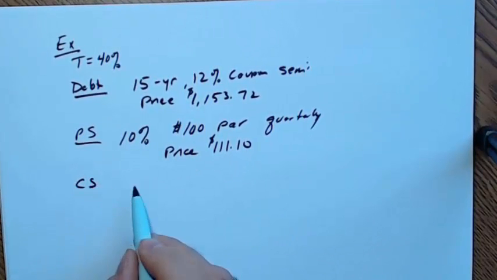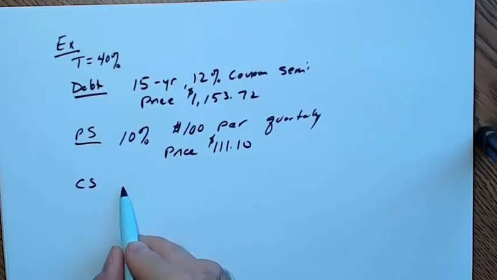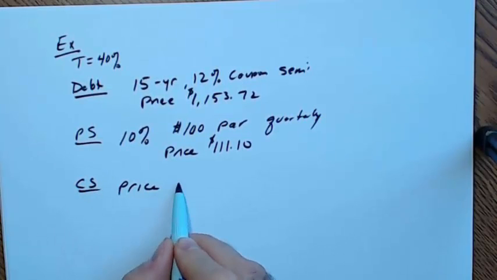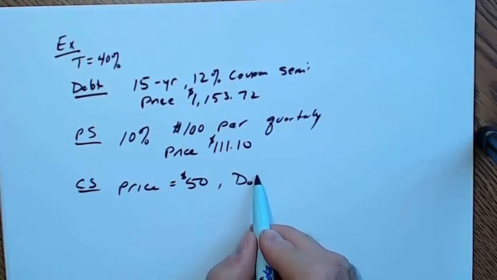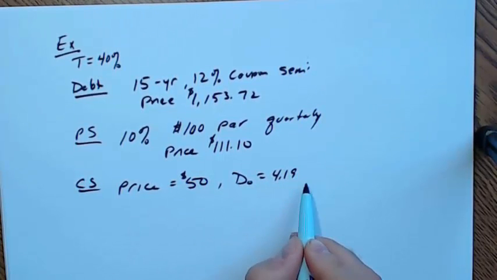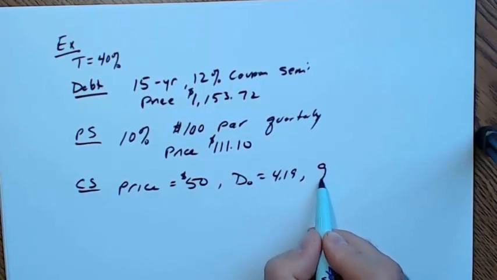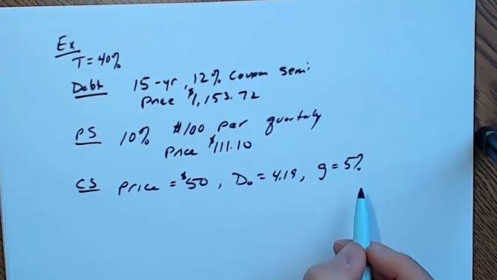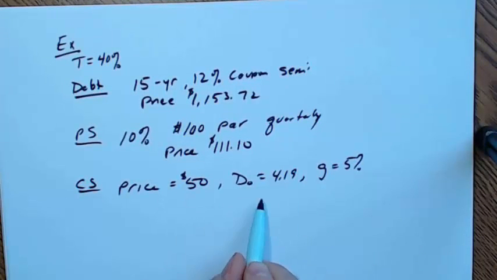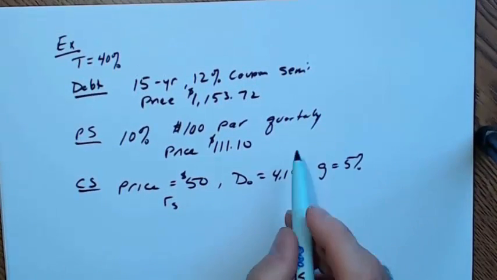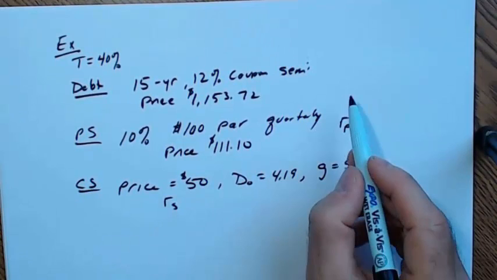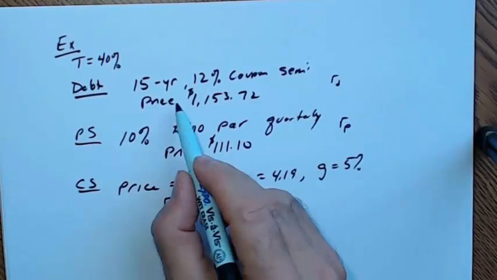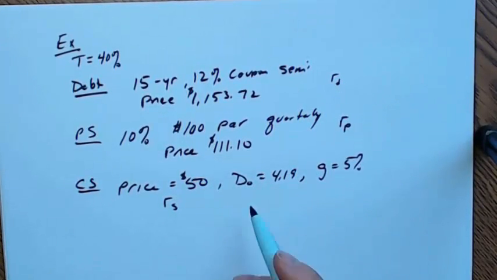Now, common stock sells for, it has a price of $50 a share. The dividend just paid was $4.19. G is 5%. So you see where we're going with this? We're going to have to figure out RS through this information. And by the way, we'll have to figure out what RP is from this information, and we'll have to figure out what RD is from this information. You see how the information's flowing here?